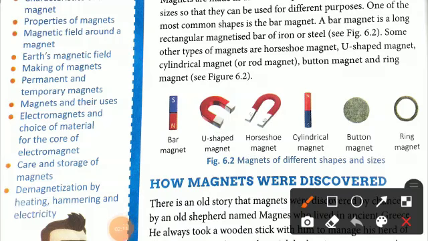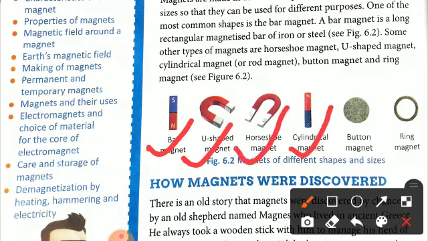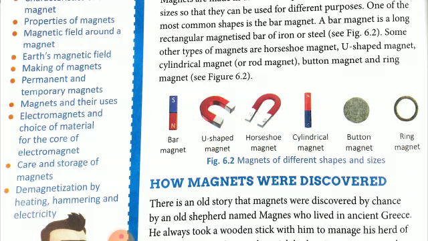As you can see here, this is the shape of a bar magnet, where a south and a north pole exist. The second one is the U-shaped magnet. The third one is the horseshoe magnet. The fourth is a cylindrical magnet. The fifth one is the button magnet. And the last one is the ring magnet. I hope it is clear for you.